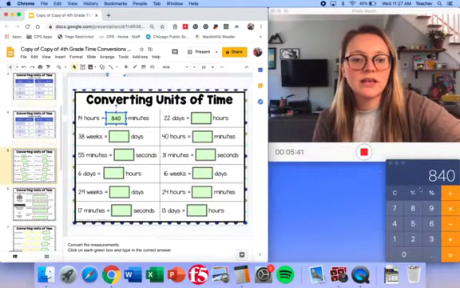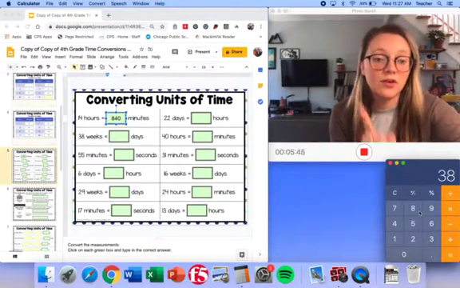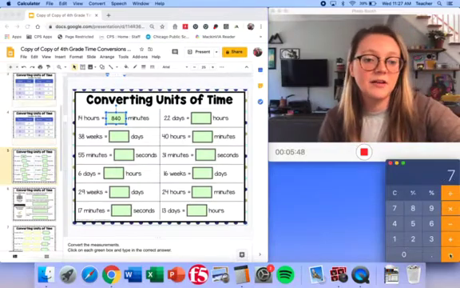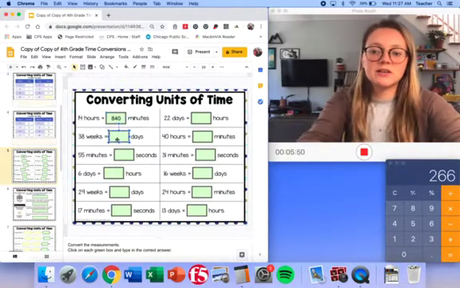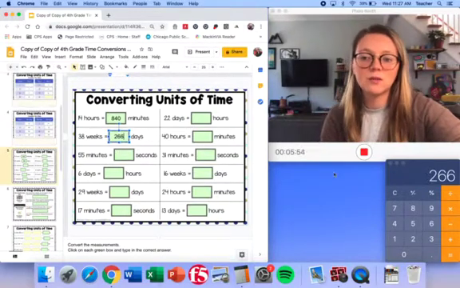In 38 weeks, there's how many days? Well, I know 1 week is 7 days, so I'm going to multiply 38 times 7, and there would be 266 days. I'm going to do one more.